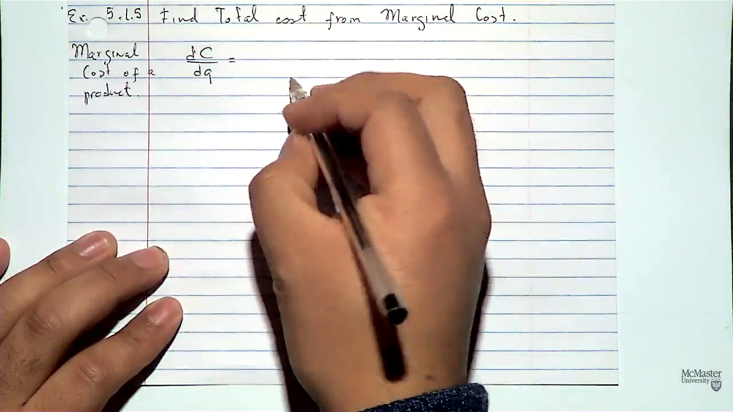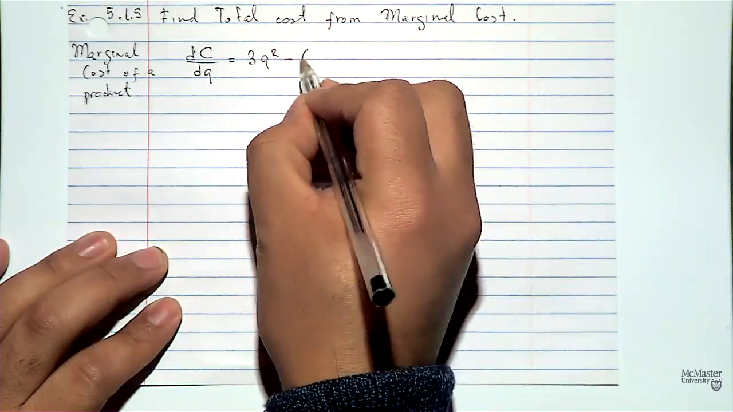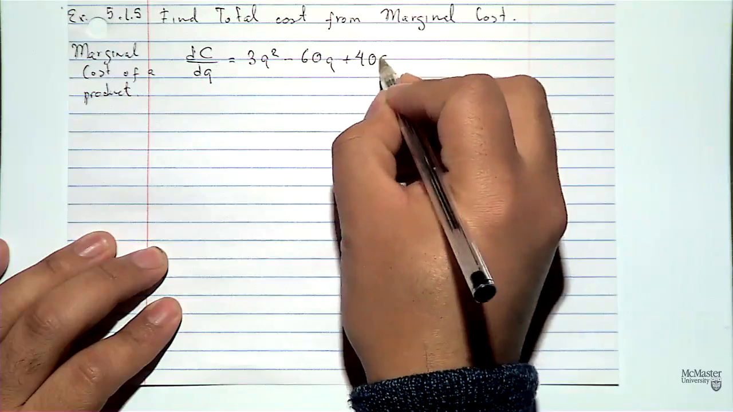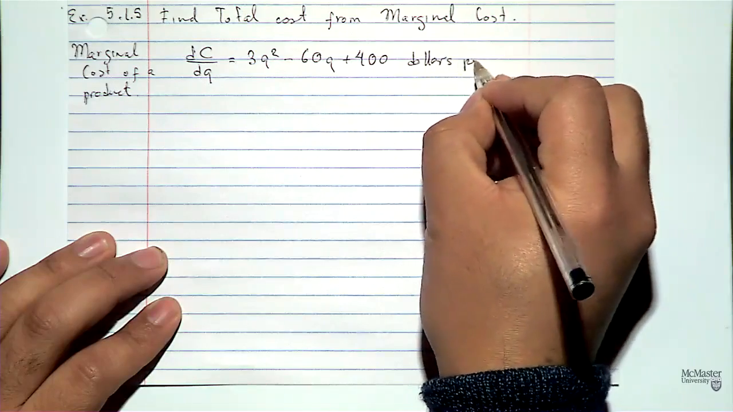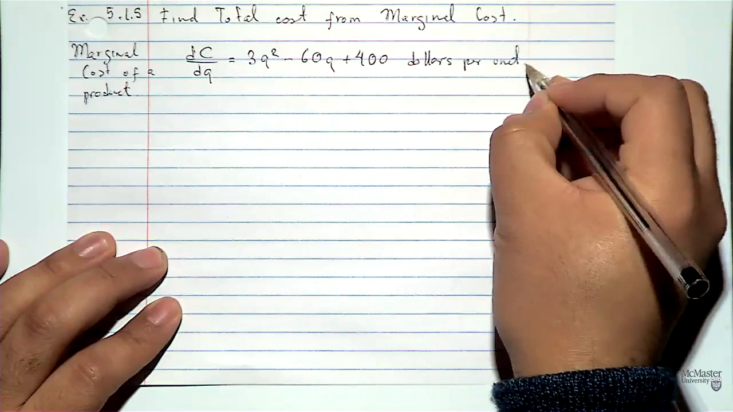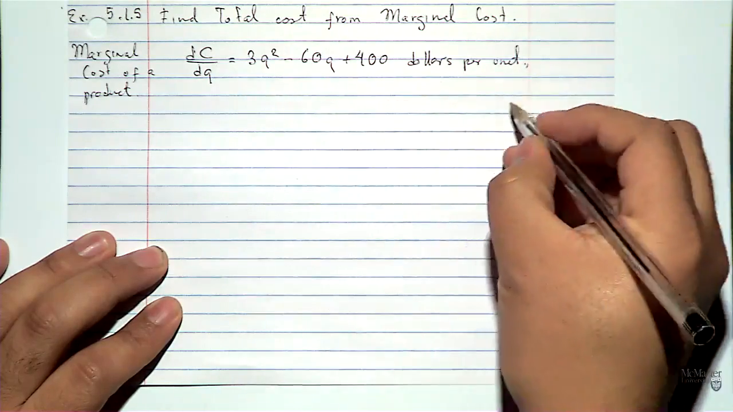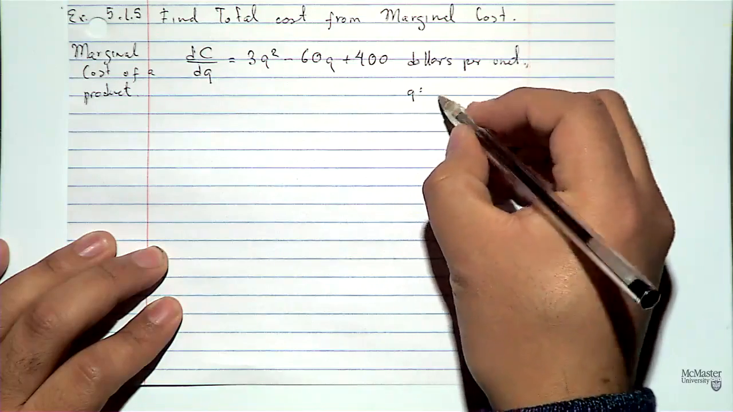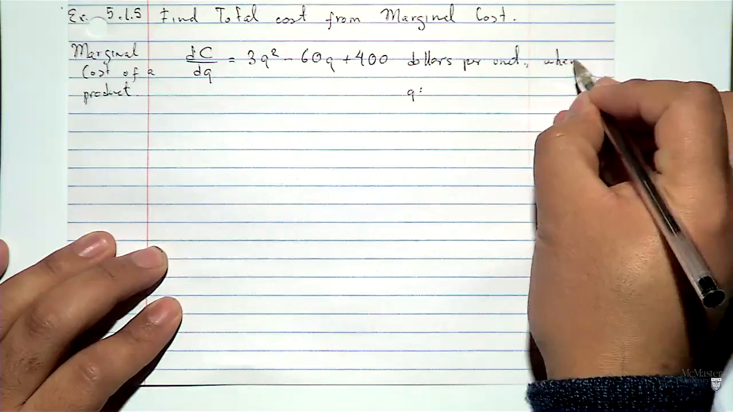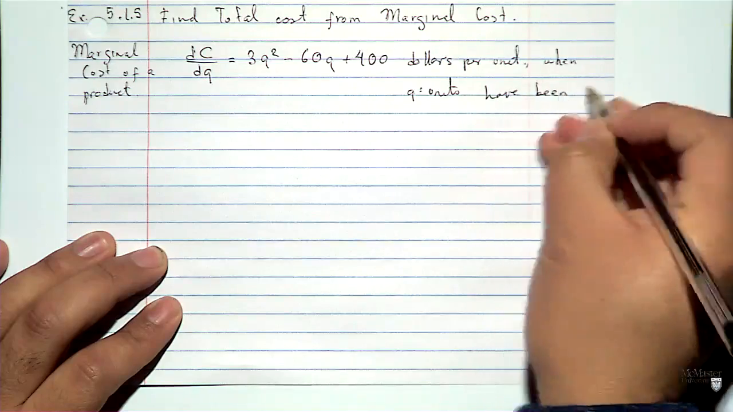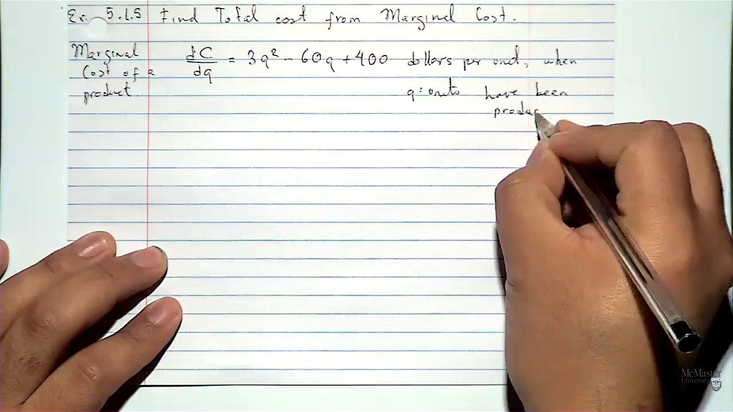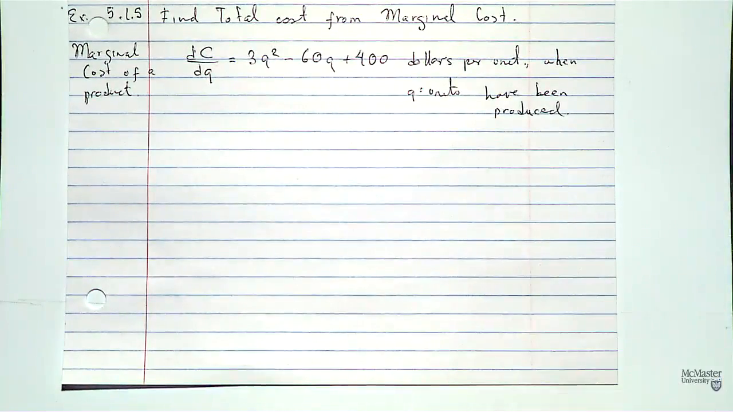So the piece of information in the problem is that you're given this function, which is 3q squared minus 60q plus 400, and that is in dollars per unit. Remember that you're having a derivative. And the quantity Q is, well, this happens when Q units have been produced. So C is the cost, Q is the number of units that have been produced, and I'm given the function for the marginal cost, which is the derivative of the cost function that I want to find.